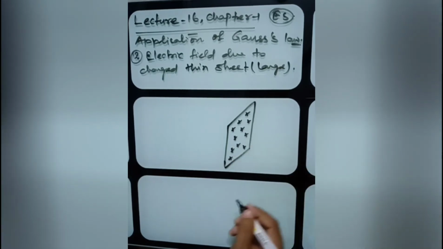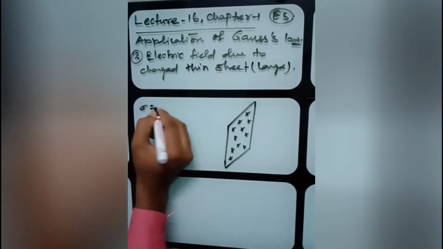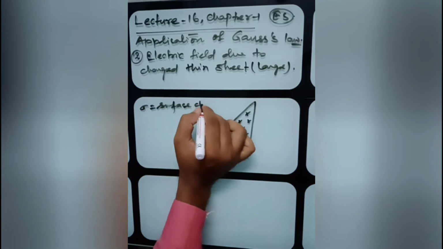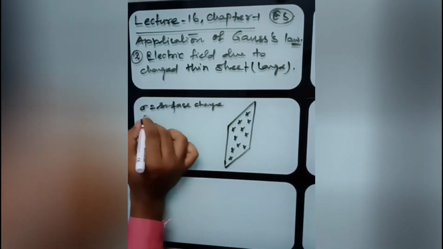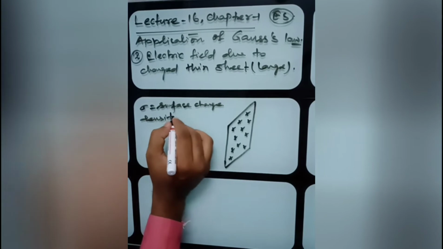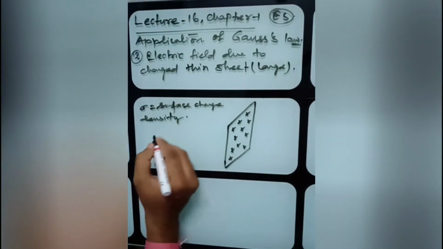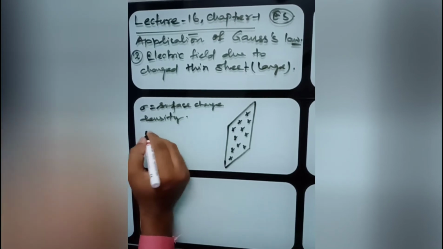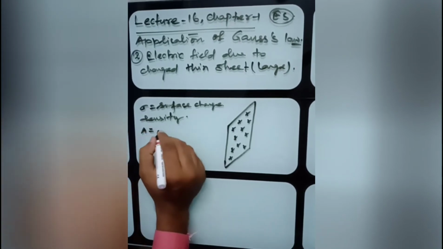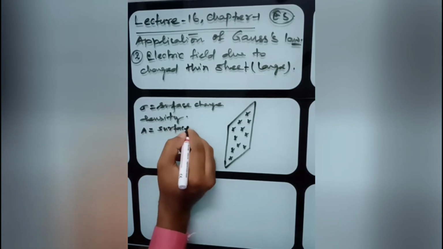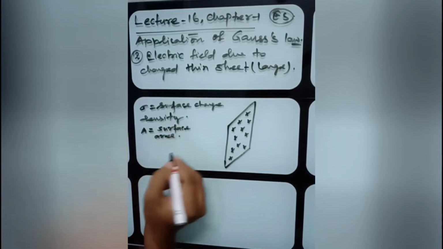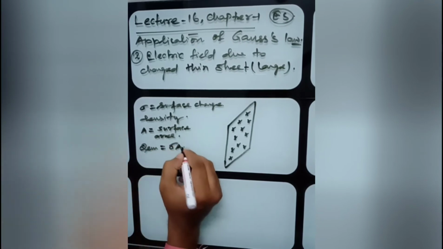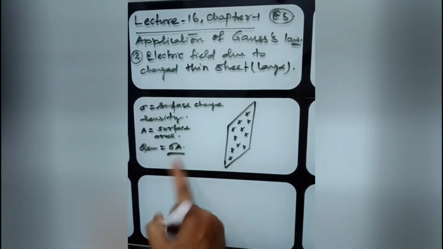What quantity do you have? You have sigma, the surface charge density. If you take an elementary surface area A, then the Q enclosed will be sigma times A. We will use this concept.